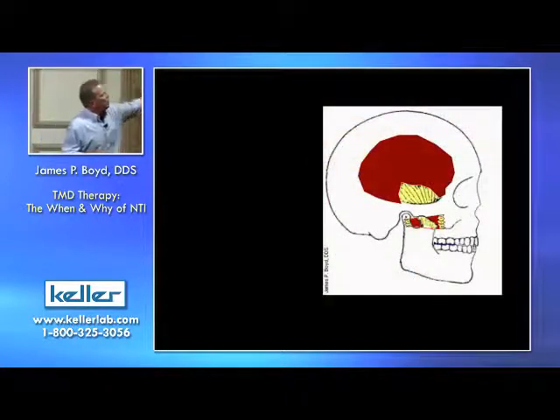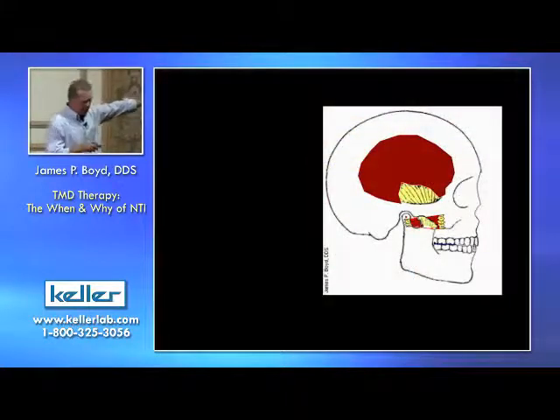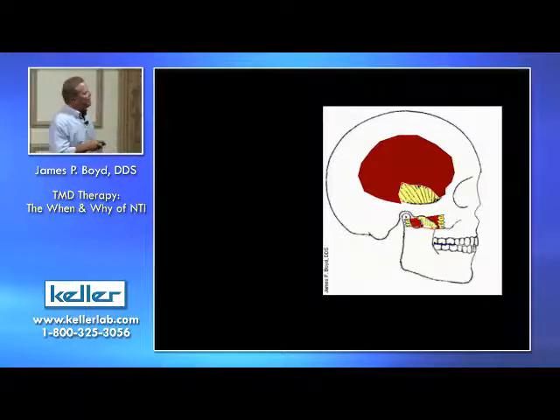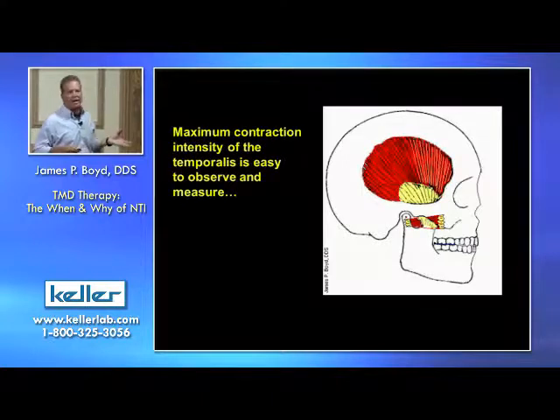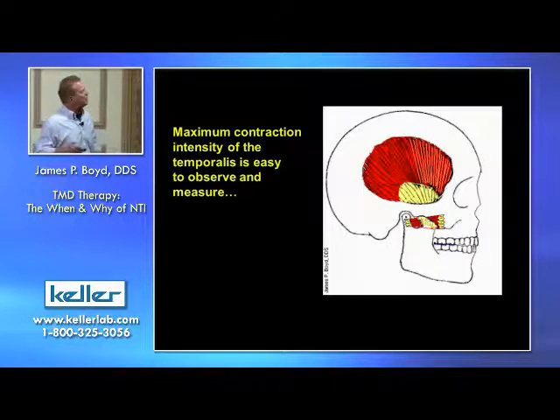So there would be a temporalis muscle, and as you see that there's occluding teeth, you go, wait a minute, that thing shouldn't be dark like that. It really is an activity. I still see occluding teeth as an activity of the musculature. It's easy to determine and to see and to watch and to measure maximum contraction of a temporalis muscle.